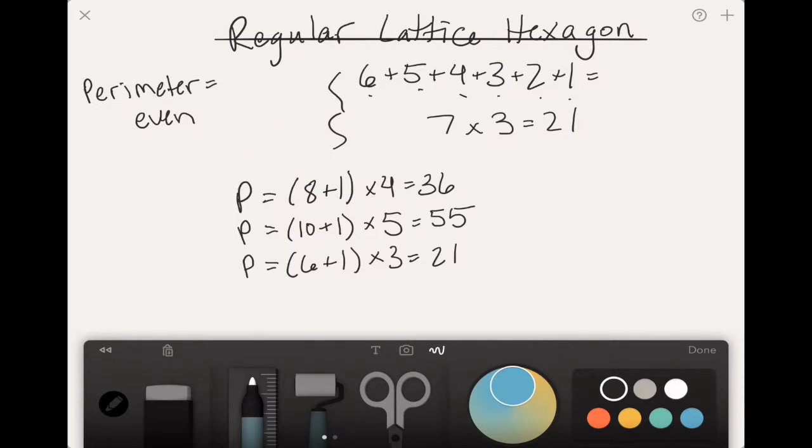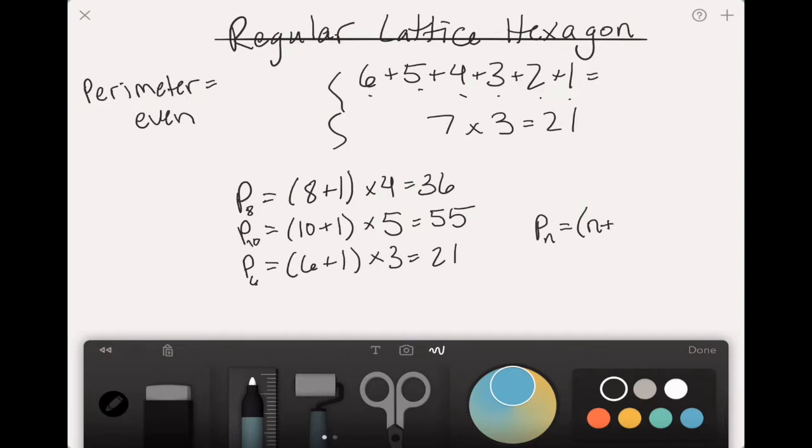Okay, well, it looks like, let's put a little subscript here. So like the perimeter of an 8-sided polygon, perimeter of a 10-sided, perimeter of a 6-sided. So let's say a perimeter of an n-sided polygon would be what?